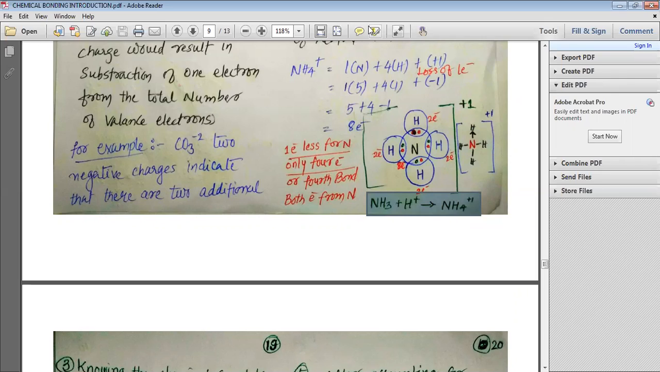NH4 plus is formed by the reaction of NH3 plus H plus. This H plus has lost its electron. So H plus does not have even a single electron present with it. So nitrogen has got 5 electrons. These 5 electrons of nitrogen you can count. See, 1, 2, 3, and these 2 electrons which belong to nitrogen.